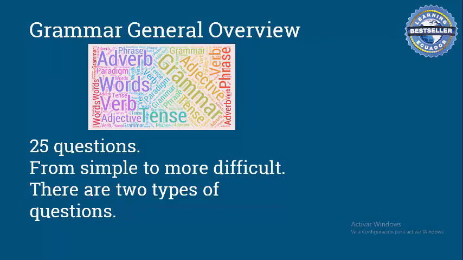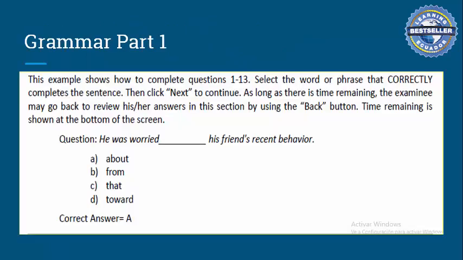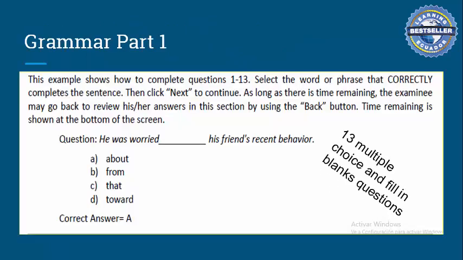Okay, so first, let's go to grammar part 1. What will you find in grammar part 1? You will find 13 multiple choice and fill in the blank questions. Now, here we have an example that shows you how to complete questions 1 to 13. It says to select the word or phrase that correctly completes the sentence.